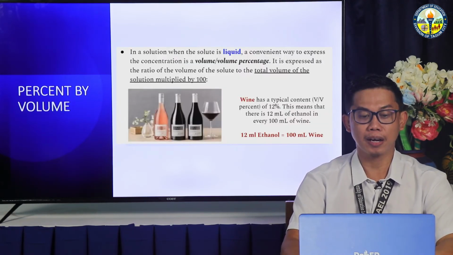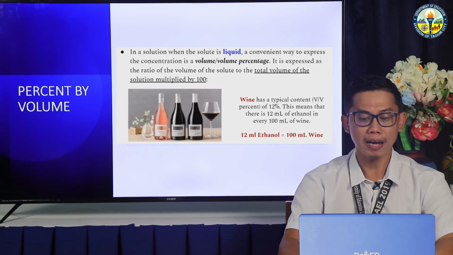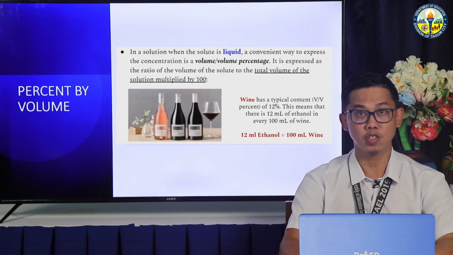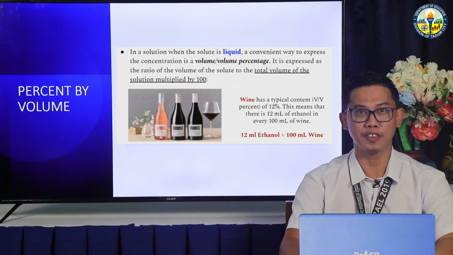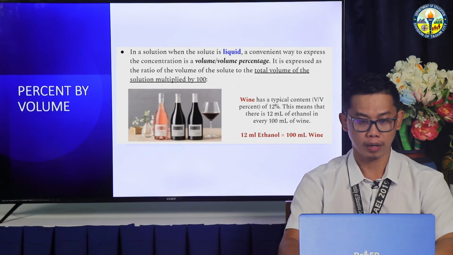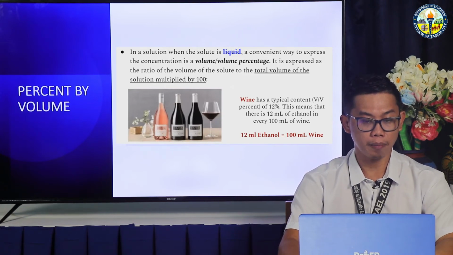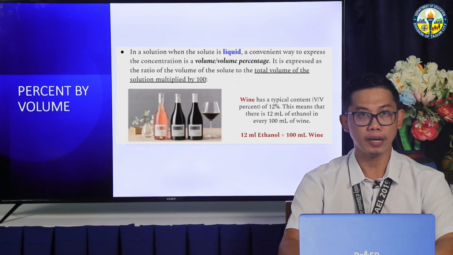Let us take a look at this example or illustration. Wine has a typical content of volume in percentage of 12%. This means that there is 12 ml of ethanol in every 100 ml of wine. That is, 12 ml ethanol is equal to 100 ml of wine.